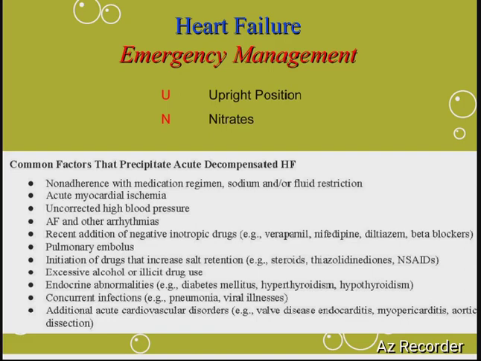Common factors that precipitate acute decompensated HF: non-adherence with the medication regimen, sodium and fluid restriction, acute myocardial ischemia, uncontrolled high blood pressure, AF and other arrhythmias, recent addition of negative inotropic drugs like verapamil, nifedipine, beta blockers, pulmonary embolism, initiation of a drug that increases salt retention, excessive alcohol or illicit drug use, endocrine abnormalities, concurrent infections, and additional acute cardiovascular disorders.